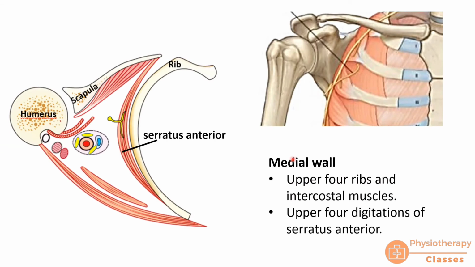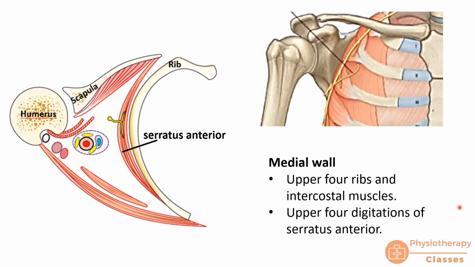Now let us look at the medial wall. Very simple to remember. Just put your hand on the upper lateral thoracic wall, right? So the muscle which will be present here will be the serratus anterior, which takes origin from upper 8 ribs. So actually the medial wall will be formed by upper 4 or 5 ribs which are covered by serratus anterior muscle, and obviously there will be intercostal muscles also there.